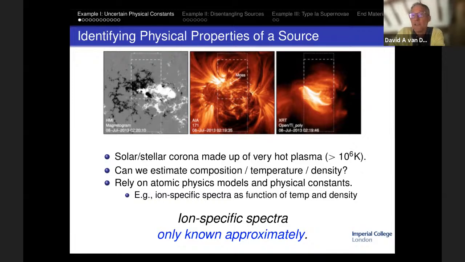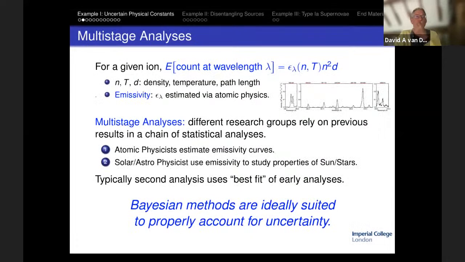Those are going to be necessary inputs, but they are also the product of a statistical analysis and are themselves subject to uncertainty. So we want to think about how we can account for that uncertainty. Going a little bit more into the details, here's a model up at the top. The expected count of a particular spectral line is going to involve the temperature, density, and path length via this emissivity, which is a function of density and temperature.